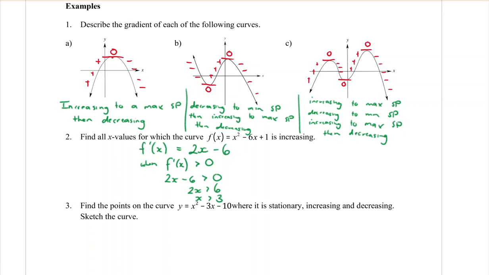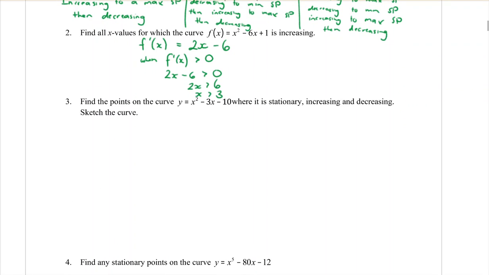All right, next one. Question 3, find the points on the curve y equals x squared minus 3x minus 10, where it is stationary, increasing and decreasing, and then sketch the curve.